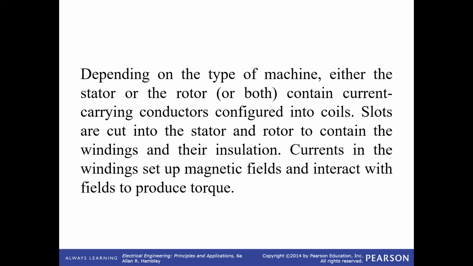Depending on the type of machine, either the stator or the rotor contains current carrying conductors configured into coils. Slots are cut into the stator and rotor to contain the winding and their insulation. The current in the winding sets up the magnetic field, which interacts with the field to produce the torque. We'll cover further how this interaction produces torque.